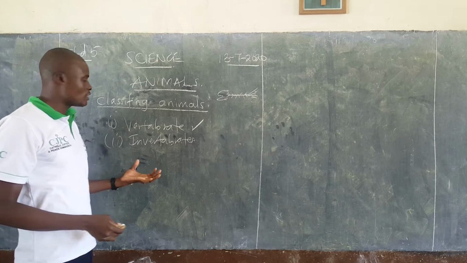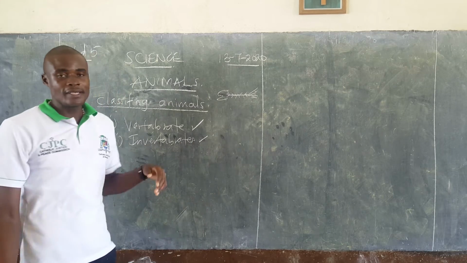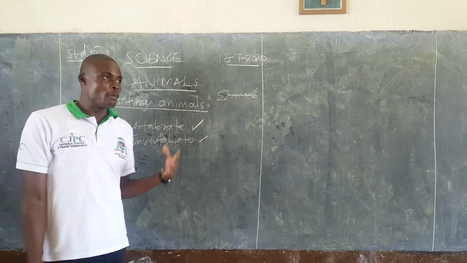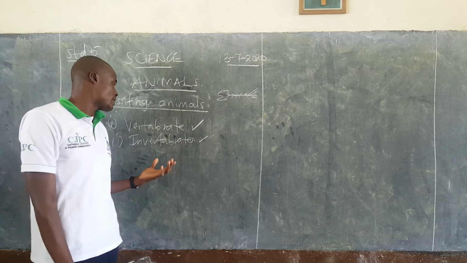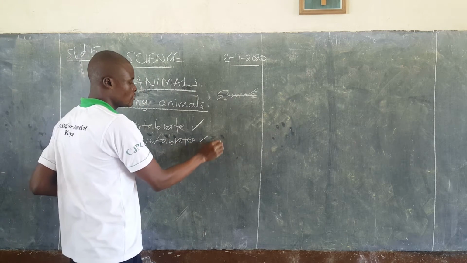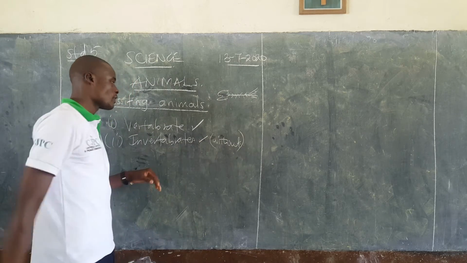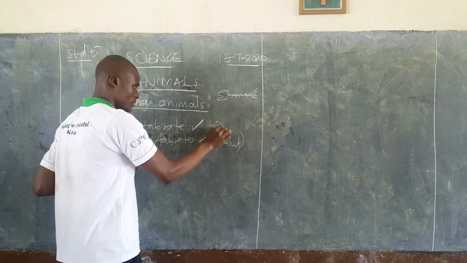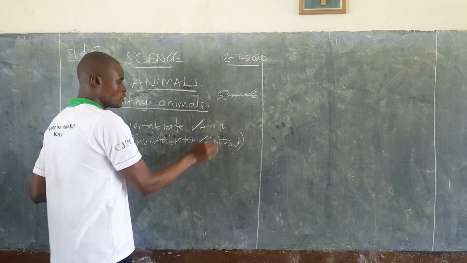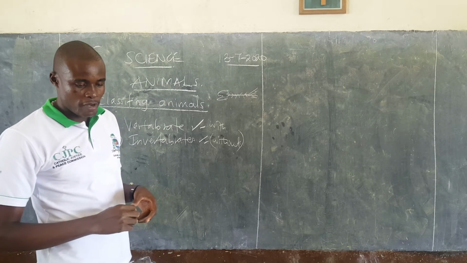Then after learning that, we're going to look at what invertebrates are. Invertebrates are the opposite of vertebrates. These are animals without a backbone. Vertebrates are the ones with backbones, and the opposite of that are invertebrates, animals without backbones.